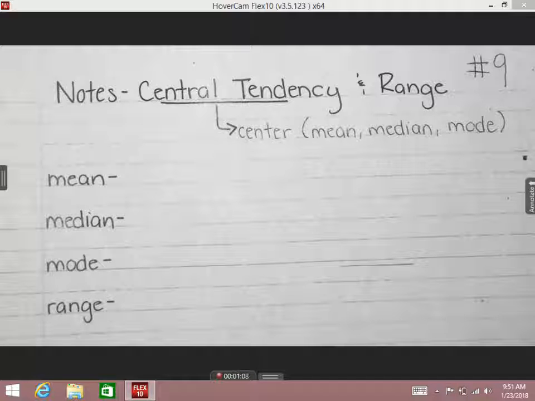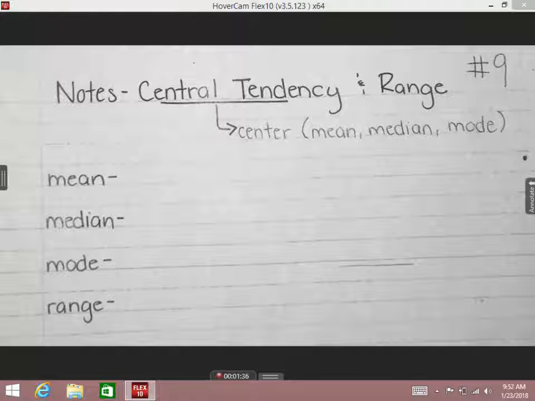All right, central tendency is my mean, median, and mode. The range is actually a separate measurement, and we're going to talk more about that next week. It's a measurement of variation. What the range does, it doesn't tell me the center. It tells me how far apart my numbers are. So, like, if I have a really big number, that means my data set is really far apart from each other. If I have a smaller number, that means my data is really close to each other, all right?